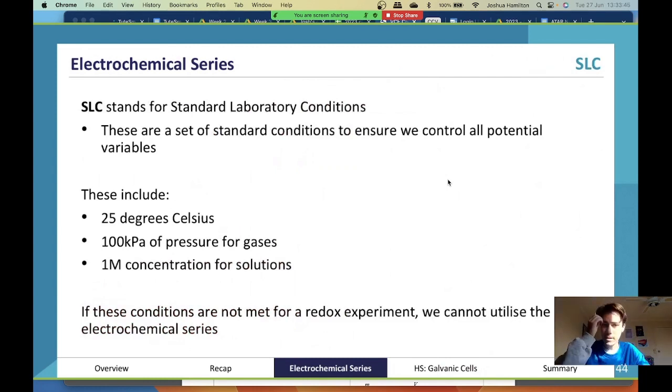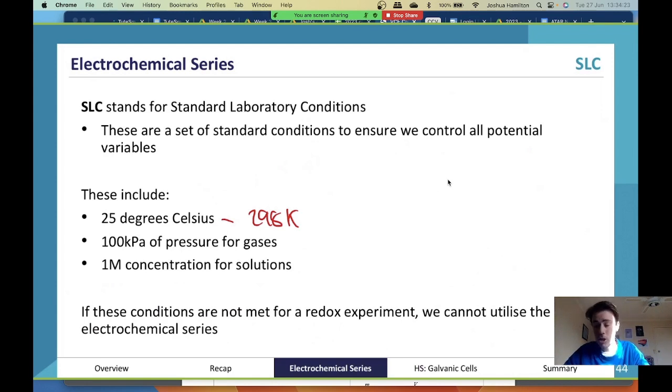Looking at this, just quickly, because we did discuss this: SLC conditions. SLC conditions are what we refer to as standard laboratory conditions. These are a set of standard conditions to ensure we control all potential variables. So these include having whatever you're doing at 25 degrees Celsius, which could also be referred to as 298 Kelvin, because Kelvin and degrees Celsius, we know all about that now. If it is a gas, it needs to be at 100 kilopascals of pressure. That is just a measurement of pressure.